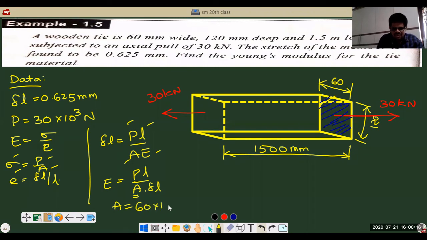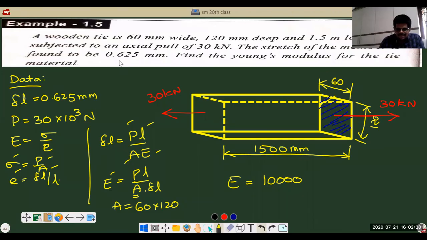60 into 120. That's all. So you can find the value of E by using this method or this method, whichever method you prefer. Tell me directly what is the value of E. I need only the E value. Solve this and tell me.